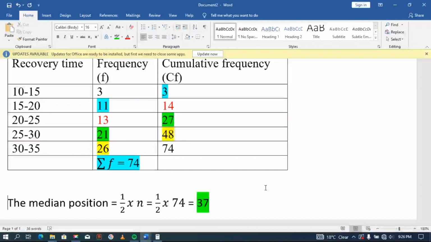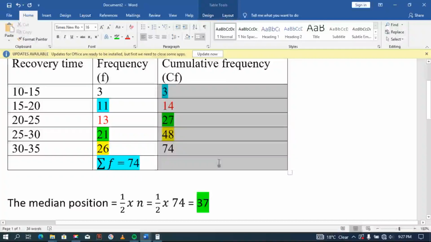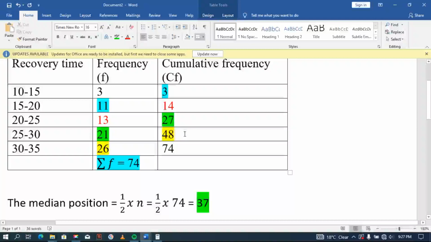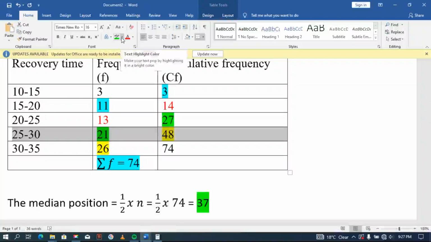Now let's try to look for 37. When you come to the cumulative frequency column, we do not have 37 catered for. So we take the cumulative frequency just greater than 37. We find that from 27 we come to 48. So the cumulative frequency just greater than 37 is 48, and therefore the class to which 48 corresponds is our median class. What does this imply? It implies that our median class is that class of 25 to 30.